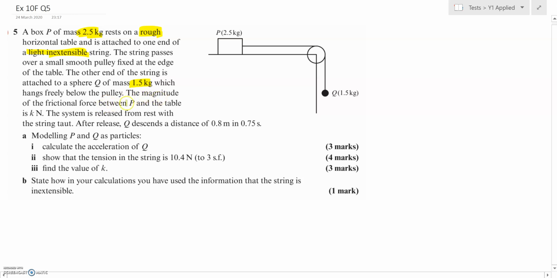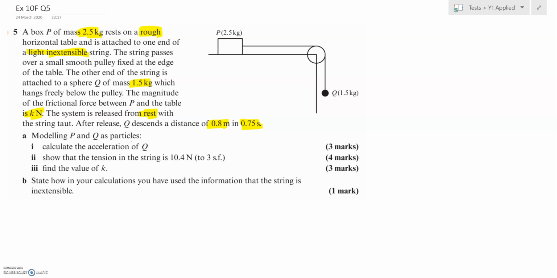The magnitude of the frictional force between P and the table is K newtons. The system is released from rest with the string taut. After release, Q descends 0.8 meters in 0.75 seconds. Modeling P and Q as particles, calculate the acceleration of Q.